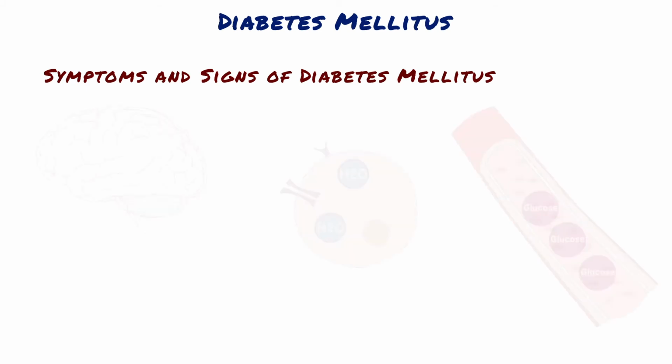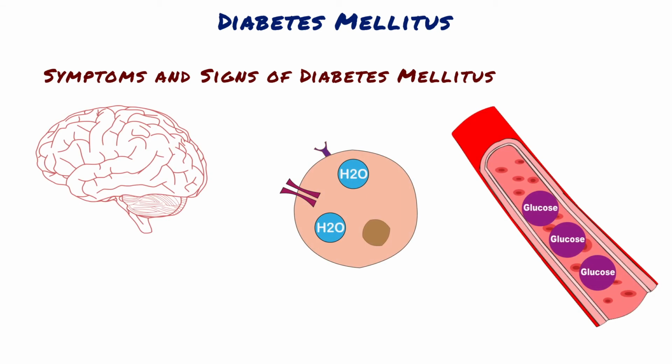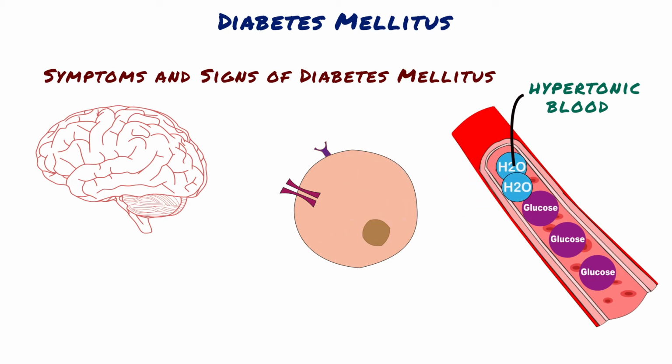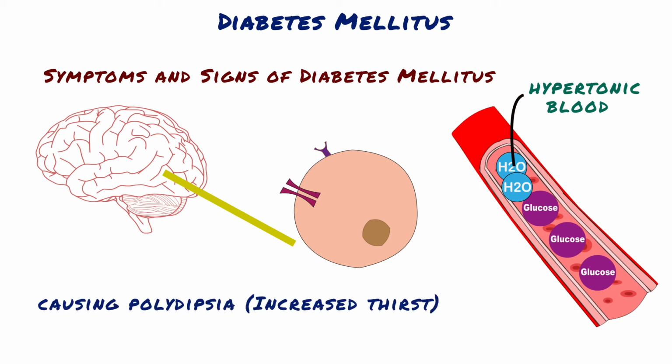As you know, the amount of glucose in the blood is too high in diabetic patients. This high level of glucose makes the blood hypertonic and creates a high osmotic pressure. This osmotic pressure causes water to pass from the cells to the vascular space, so the water in the cells is reduced. The reduction of water in the cells stimulates the osmoreceptors in the brain, causing polydipsia, increased thirst. At the same time, the passage of water from the cells into the blood causes polyuria, as it increases the amount of blood filtered by the kidneys.